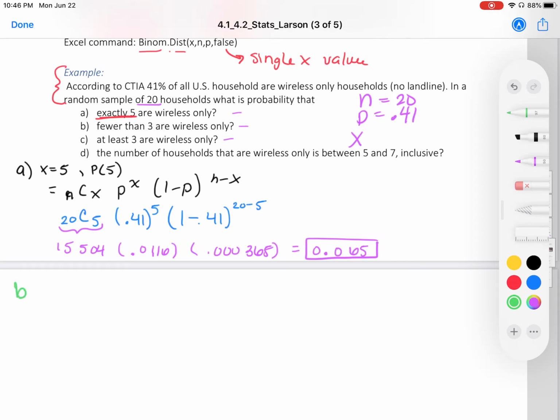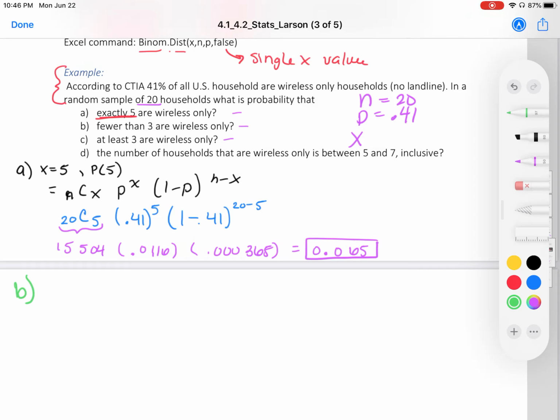Please use technology. Don't do this by hand. If you do not like Excel, use a graphing calculator. You don't have to buy one. Like I said, you can always use an app that works like a graphing calculator. Just make sure you know how to use it. It should work the same.